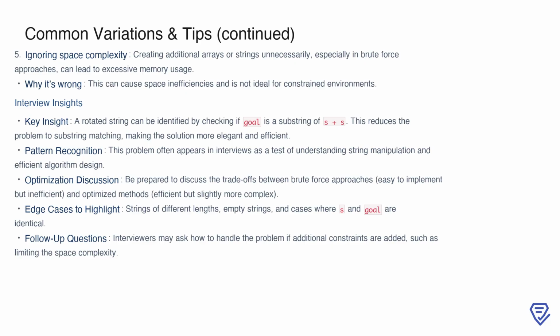The key takeaway is that a rotated string can be checked efficiently by determining if goal is a substring of s plus s, which reduces the problem to a substring search. This approach is both elegant and efficient. Recognizing this pattern demonstrates a solid understanding of string manipulation and optimization principles, which is why this problem is a popular choice in interviews. Be prepared to discuss the trade-offs between brute force methods, which are easier to implement, and optimized approaches that are more efficient but require deeper insight.